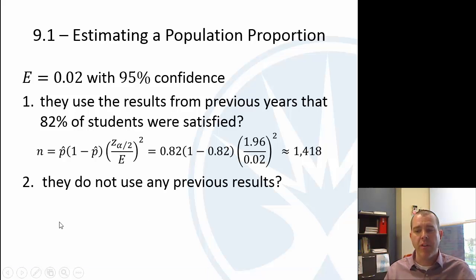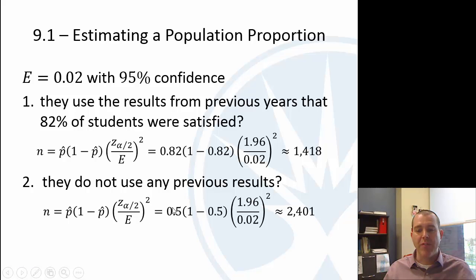And if we don't use any previous results, we would just use p hat as 0.5. And you can notice here we get a lot larger sample size necessary. So if we're not sure where our students are going to fall, we have to sample a lot more. If we're pretty sure that it's going to be around 82%, you know what? About 1,420 students should do it for us. If it's very different from 82%, then we might not get that small margin of error that we want, because we're not going to actually know the margin of error until we do the calculation. But we can kind of get an estimate for how many students we need in preparation for that.